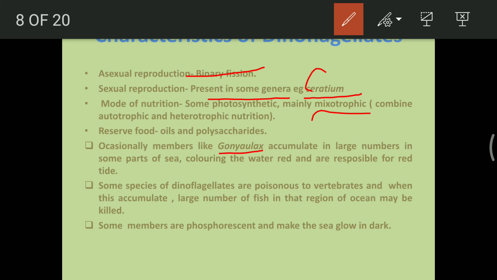Some species of dinoflagellates are poisonous to vertebrates, and when they accumulate in the fish, it causes the death of a lot of fishes. Sometimes you may have heard in the news that a lot of marine fishes have been found dead floating over the sea, and that is because of the infection caused by these poisonous dinoflagellates. Some other members are phosphorescent and may glow in the dark.